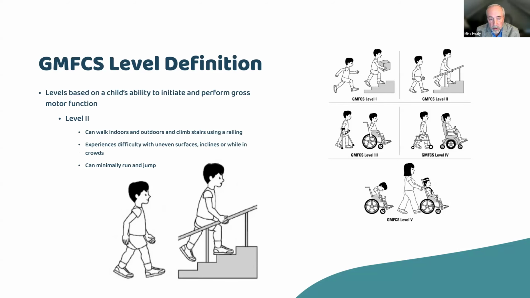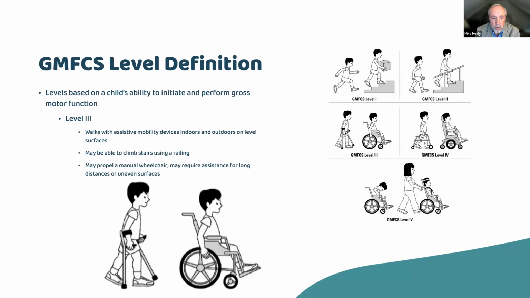GMFCS level 2 is also independently ambulatory. Typically needs to use a railing to get up and down the stairs and has some trouble with uneven surfaces, but can minimally run and jump and would be having more of a challenge keeping up more directly with their peers.